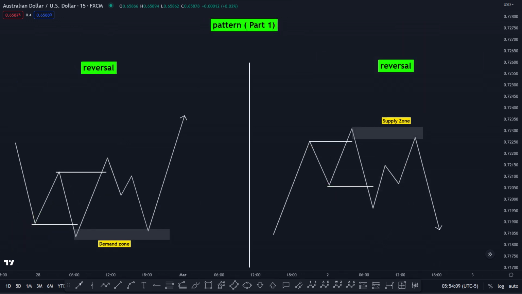Please have a pen and paper and draw this pattern down, because I must explain it in detail. We have two types of entry pattern. This one here is our reversal pattern.